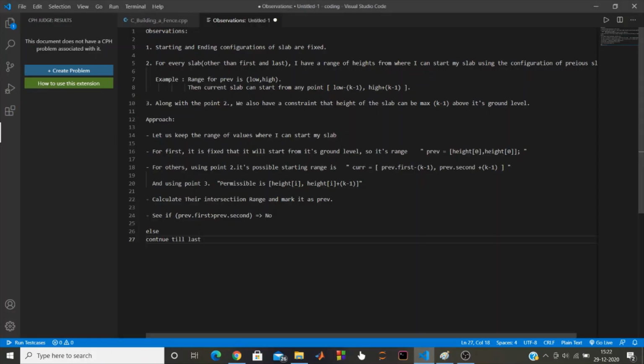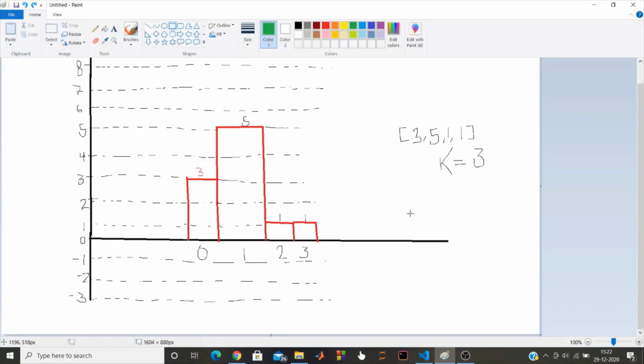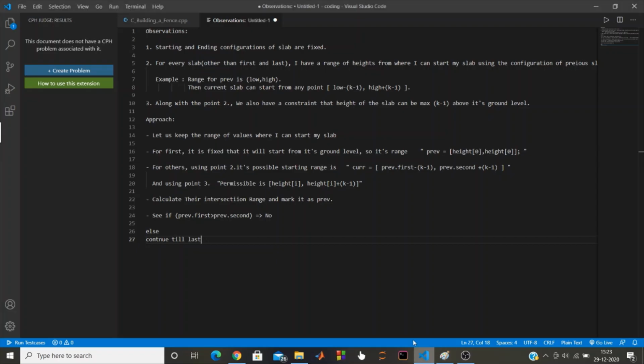So let us see what the observations are. The very first observation is straightforward: the starting and ending configuration of the slab are fixed. Like if I have such a configuration, this is the ground level, and the fixed size of slab is 3. Here it is fixed, and the slab of size 3 here is fixed. Cool. Now let us see the second observation.